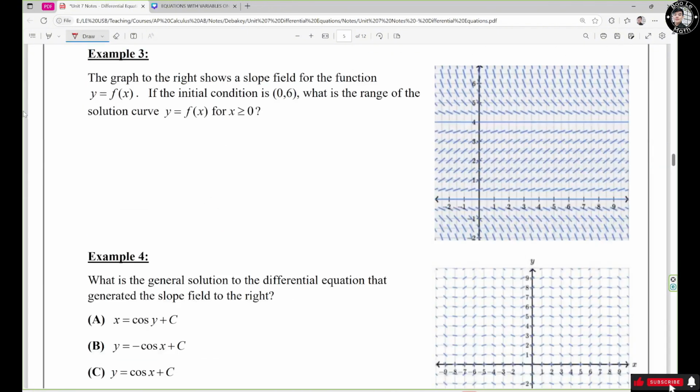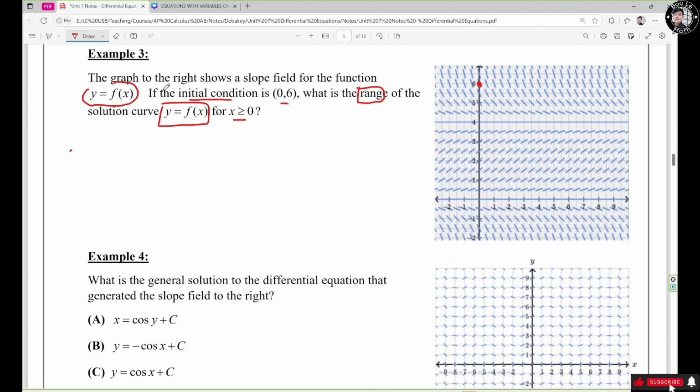Now let's move on to example number 3. The graph to the right shows a slope field for the function y equals f of x. If the initial condition is 0, 6, what is the range of the solution curve y equals f of x for x greater than or equal to 0? Alright, now you're going to start from the initial condition. It's going to be 0, 6. So you have the point 0, 6 right here, right?